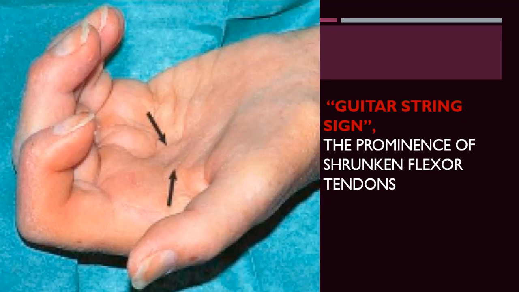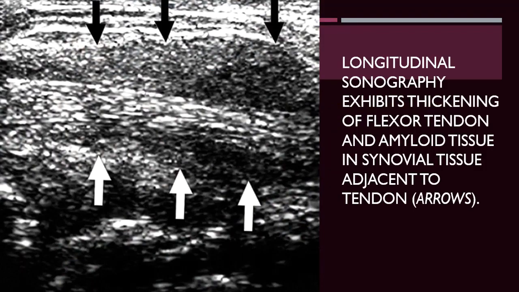And this is the guitar string sign, like the hand of a guitar player. This is a characteristic guitar string sign due to the shrunken flexor tendons. Ultrasound also could be of value, showing thickening of flexor tendon and amyloid tissue in synovial tissue adjacent to tendons.